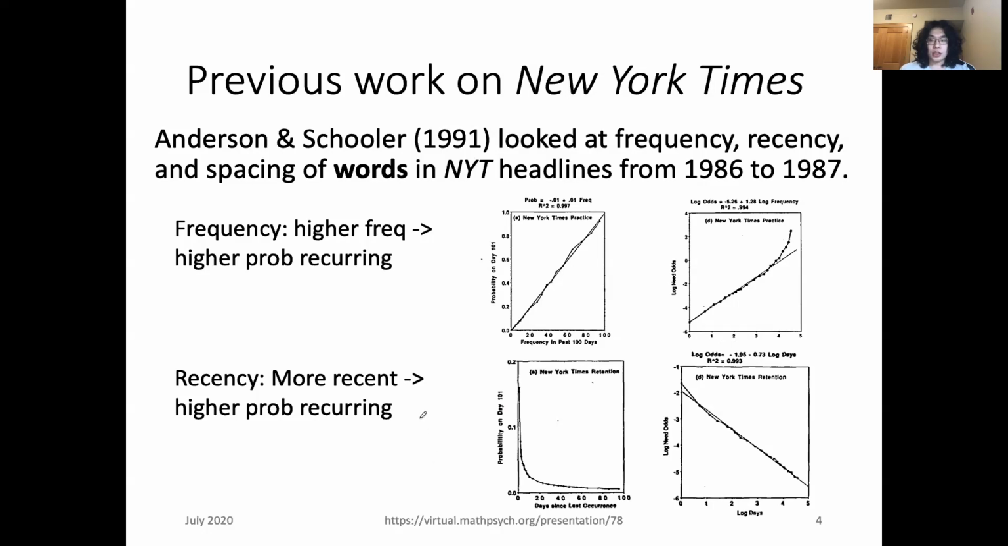Now let's look at some previous work on the New York Times. Basically, we want to focus on the Anderson and Schuler 1991 paper, as it studied patterns of frequency, recency, and spacing of words in the New York Times in a 2-year range from 1986 to 1987. So here, each word occurrence is an indicator of real-life events happening, reflecting the memory demands according to the content in the previous slides. On frequency, those words with higher frequency, on the left of the x-axis, are shown to have higher probability of recurring. And on recency, words that occurred more recently, as in left of the x-axis, also have higher probability of recurring.